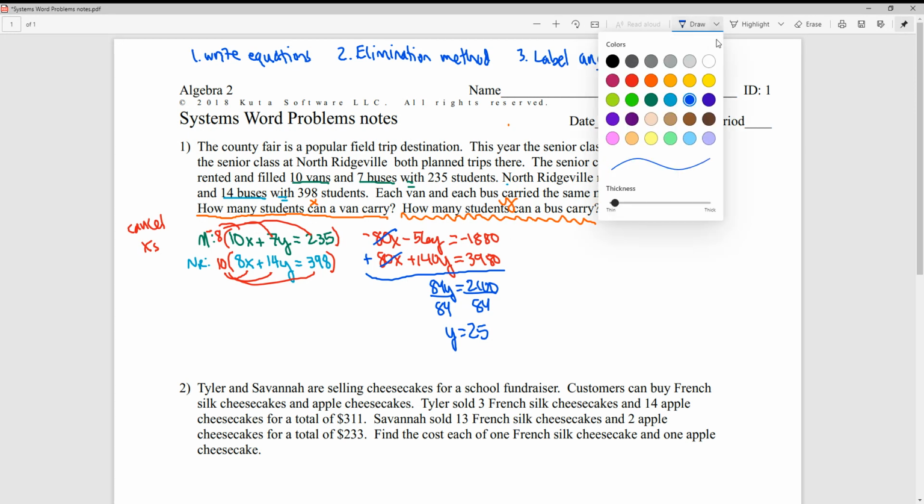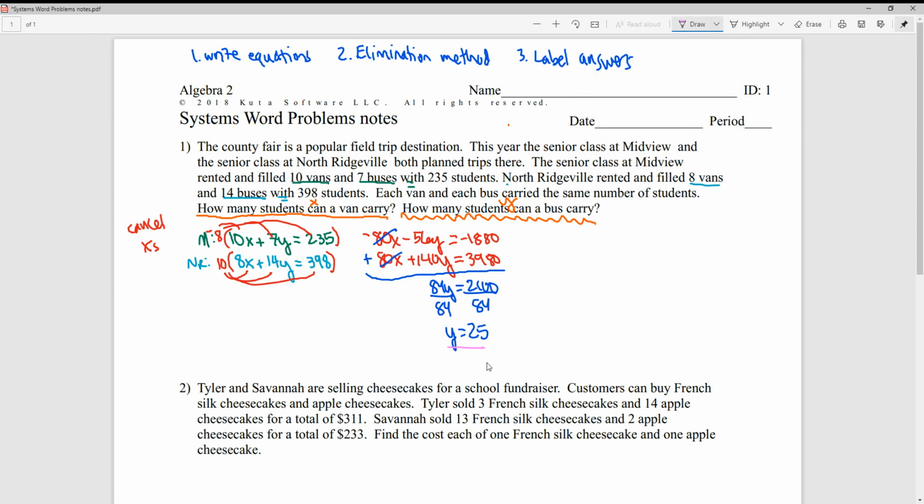So just like we did before, we are going to take the number we just got for y and plug it into the y spot in one of the original equations. I am going to choose to use the top equation. I'm going to put that in for y. So the top equation becomes 10x plus 7 times (25) instead of y equals 235. And then we solve our equation from there. 7 times 25 is 175.